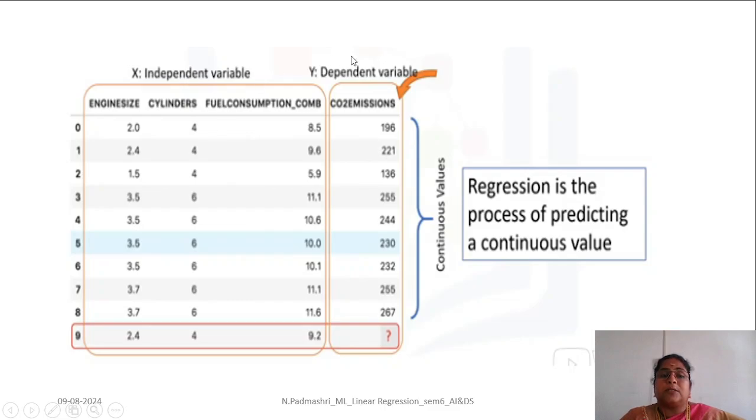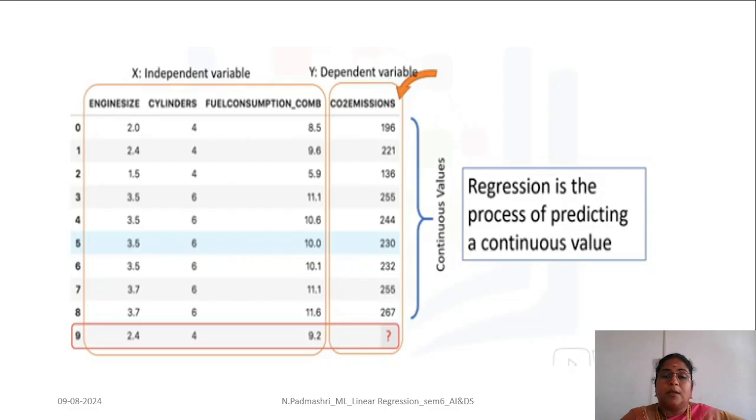The dependent variable y, we are going to use to predict the values of CO2 emission of a car. And what about the independent variables? There is only one dependent variable, and the independent variable has multiple fields, right? It can be engine size, cylinders, fuel consumption, etc. Here the dependent variable is a continuous variable.